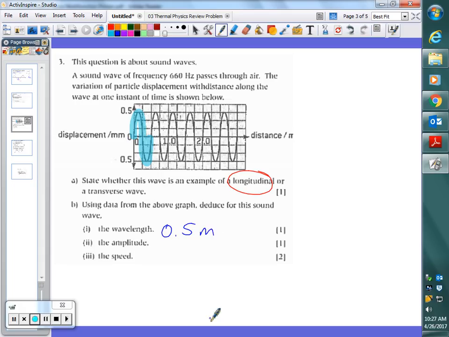And notice, these are only 1-point questions. They're just looking for answers. They're just looking for amplitude. Amplitude is going to be what? Half a millimeter, 0.5 millimeters. So the amplitude is this distance from there to there. Keep in mind that the units are different on the x-axis and the y-axis.